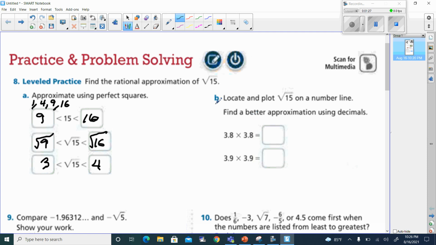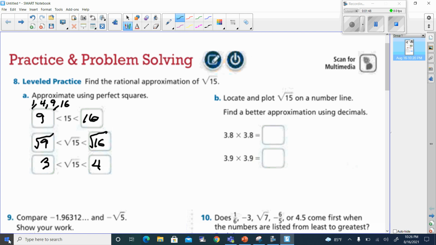Let's go ahead and see. Number 8 has a second part to it, so let's do this. Locate and plot the square root of 15 on a number line. Find a better approximation using decimals. This time they want us to use decimals. All right.